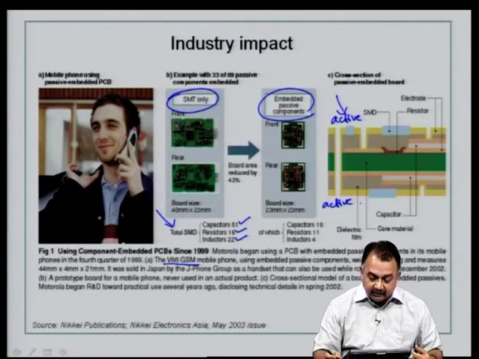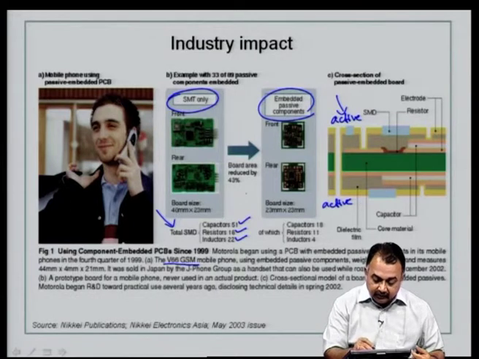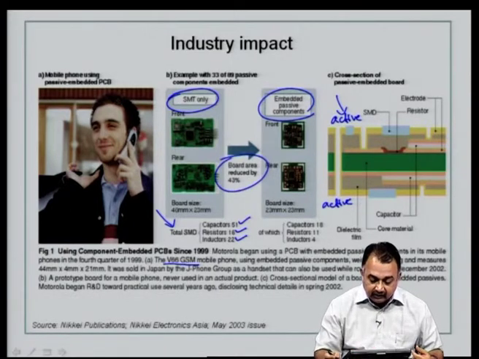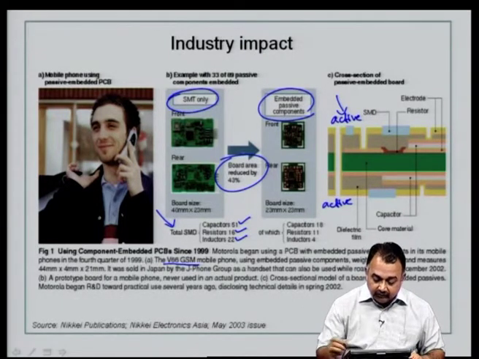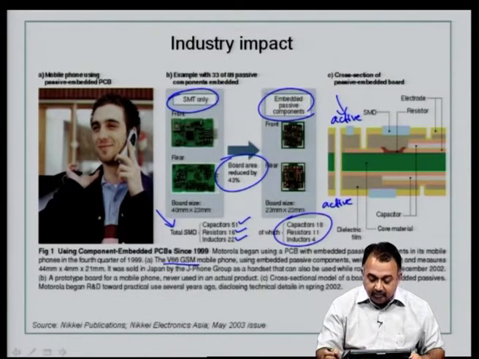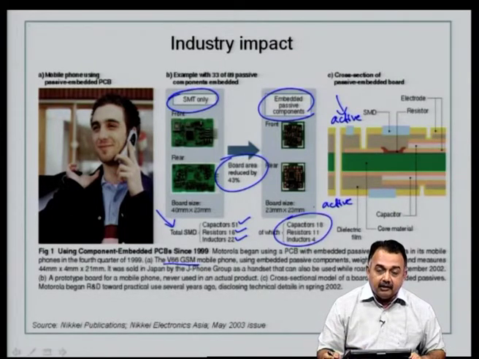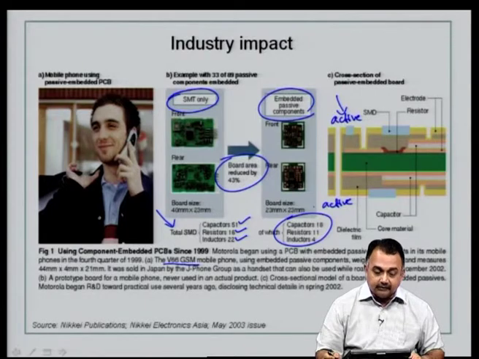So, this is a very good example, and you can see here the board area in this particular case study has been reduced by 43%. So, you can imagine a scenario when more number of components could be converted to embedded passives.